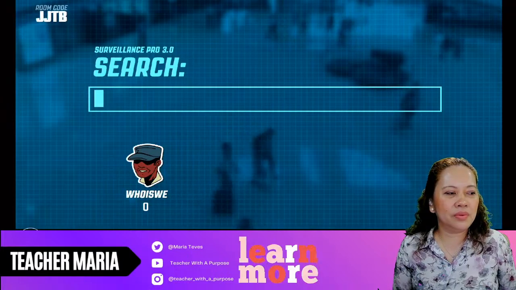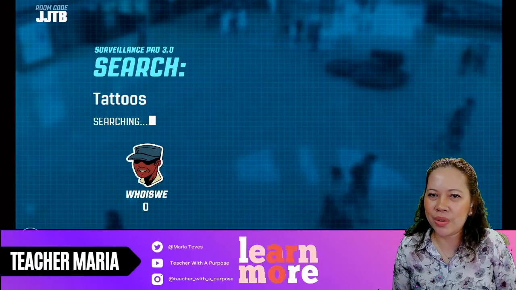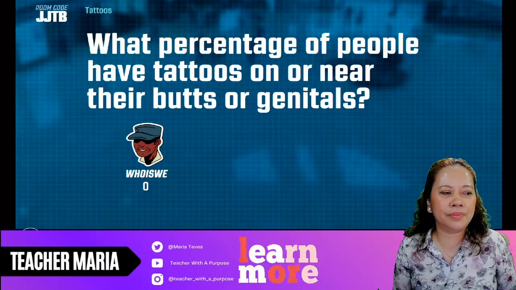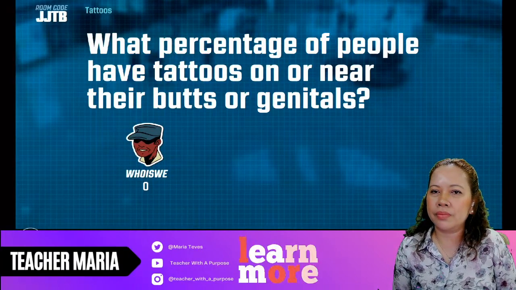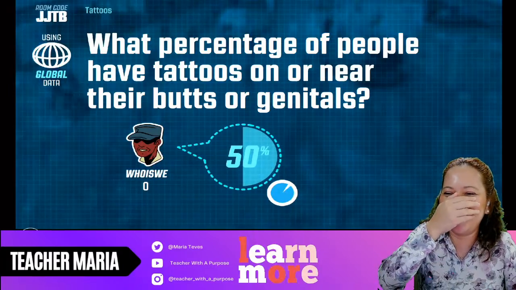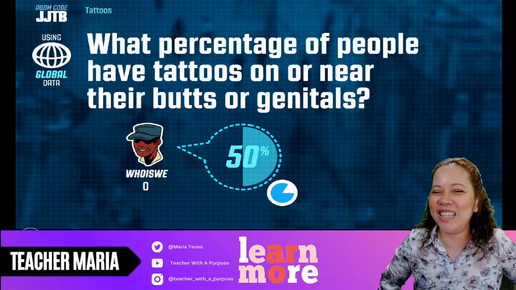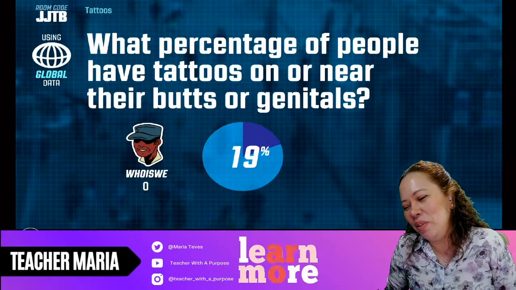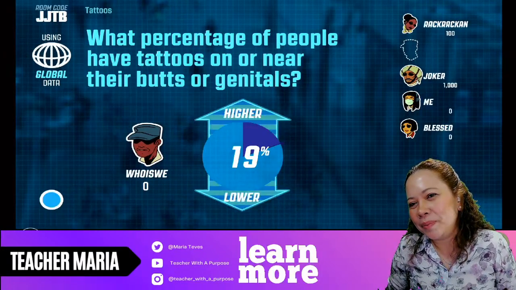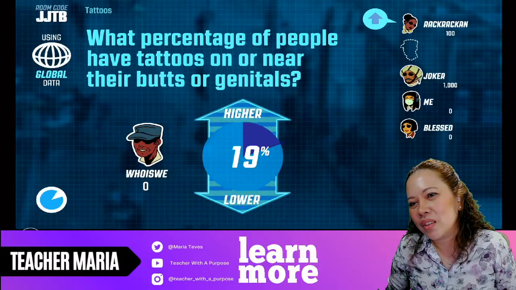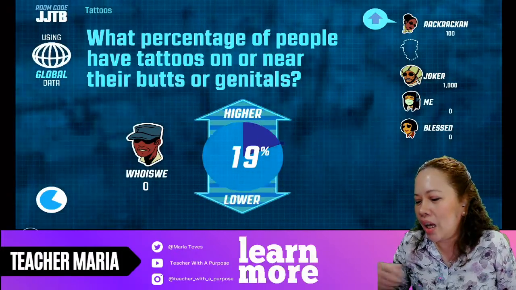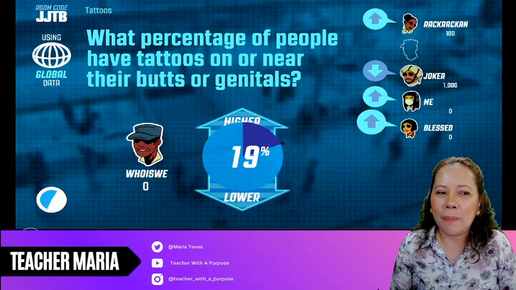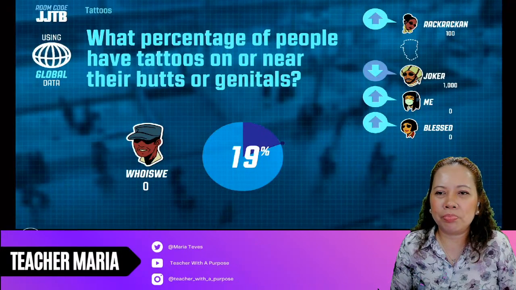All right, buckle in. I've got one for you. Okay. Tattoos. Question is on tattoos. What percentage of people have tattoos on or near their butts or genitals? What kind of question is this? 19%. Okay, higher or lower? I think for me, at least higher than 19.